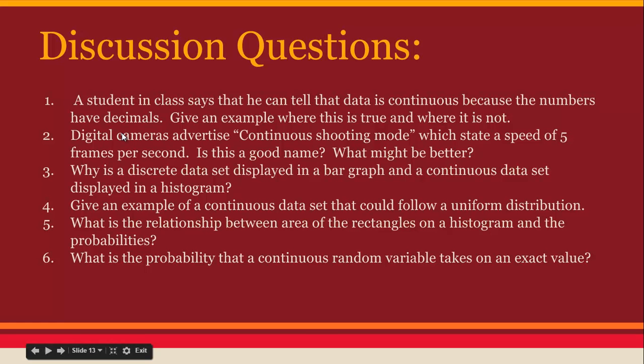Second one I really liked: digital cameras advertise continuous shooting mode, which states a speed of 5 frames per second. So 5 frames per second is actually how many frames you have in 1 second. And that's actually a discrete variable. It's counting the number of frames that happened in that second. It's probably not a good name. A discrete shooting mode would probably be better.